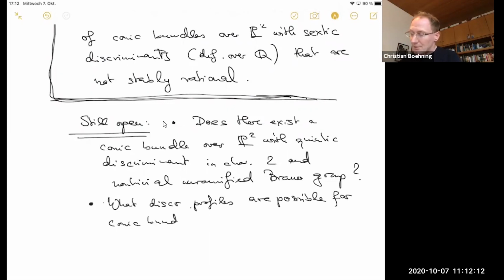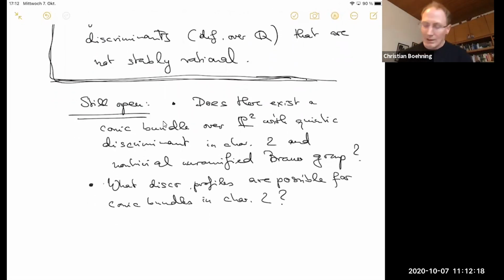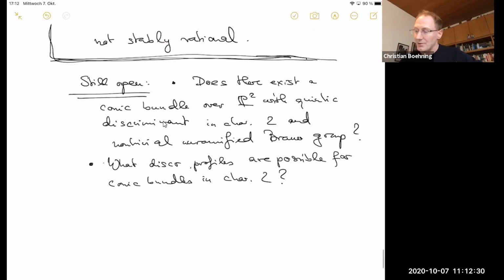So this we don't know. By this, I mean, how can you tell by looking at a given discriminant profile that it's realizable by some conic bundle over P2? For example, you can use this Bloch-Ogus theory to answer that question in characteristic not 2. I don't know how to do it in characteristic 2.